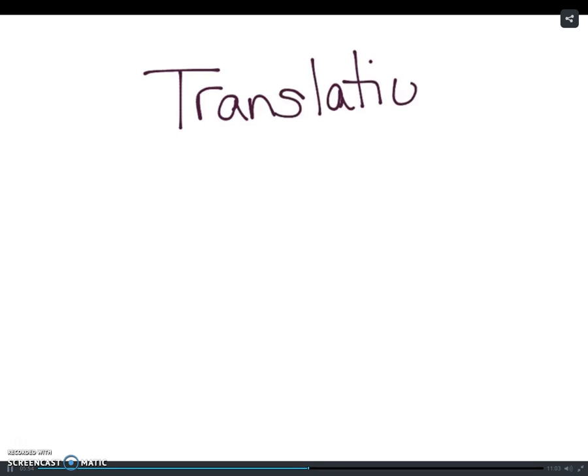Okay, and just like when you translate from one language to another, when you're translating an image, you're just moving it from one place to another, right? So in languages, you go from one place to another, and you have to have a translator because the language is different. When we're dealing with a translation for geometry, you are going to translate along a vector.